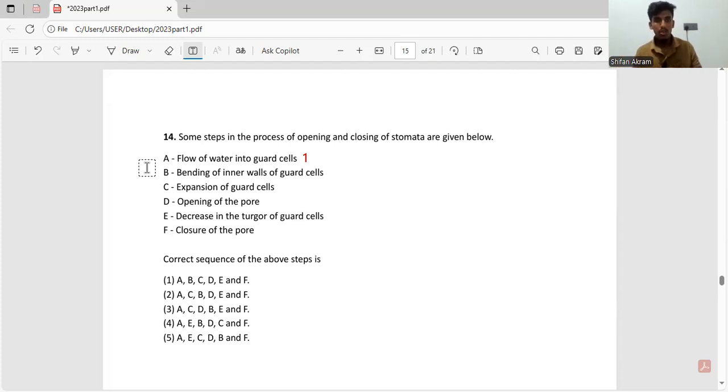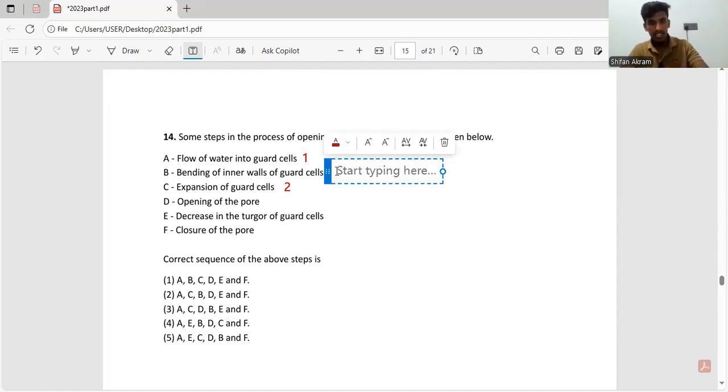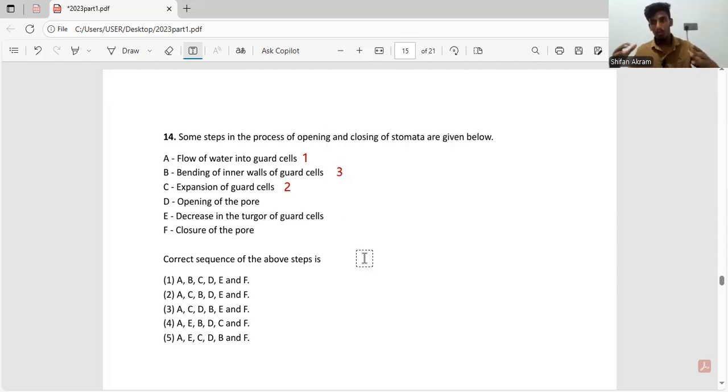What happens after the water starts to move in? Water starts to move in and the turgor in the guard cell starts to increase. The pressure inside the guard cell increases and causes the expansion of the guard cell. So which is the third one. During the expansion of the guard cell, we know guard cells expand non-uniformly, which means the outer wall expands perfectly, but the inner wall doesn't expand because it has a very thick wall. So this thick wall starts to bend. So this is the second one, bending of the inner walls of guard cells. Then what happens? The stomata opens.